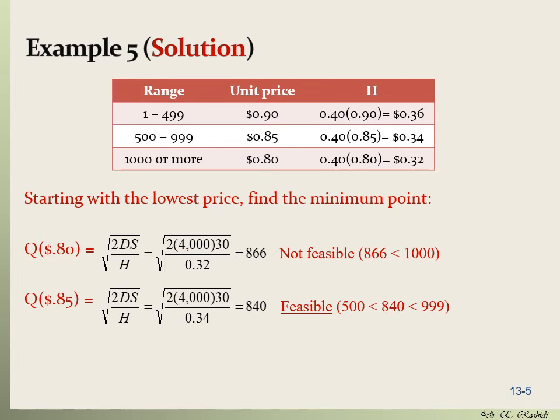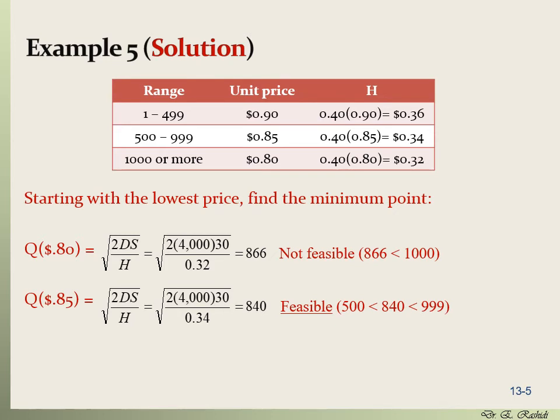And then we're going to solve it for 85 cents, the next lowest price. At 85 cents, the carrying cost is 34 cents here. And the value that we found is 840, which is in this range. So it's an acceptable, a feasible one.